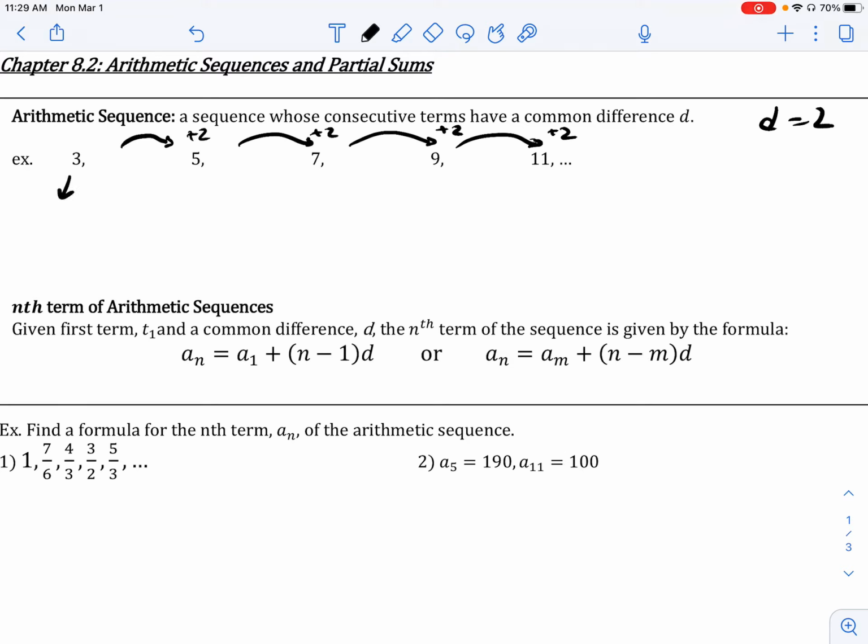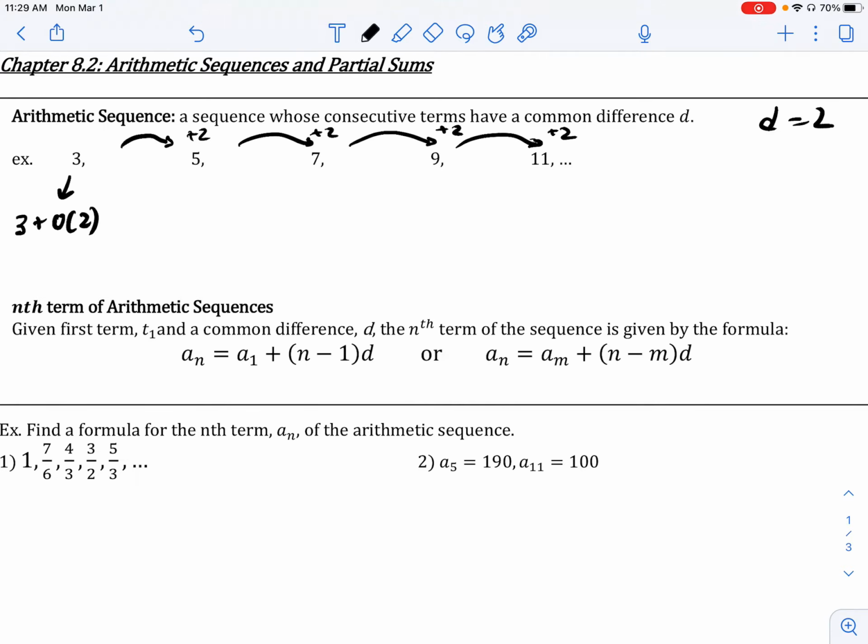If I look at my first term 3 here, well, that's 3. Now, if I know that I'm adding my common difference, if I start out at just 3, how many times have I added 2? Well, the answer is none. I haven't added 2 yet. It's just 3. So I would say I have 0 instances of 2. I've added 2 0 times.